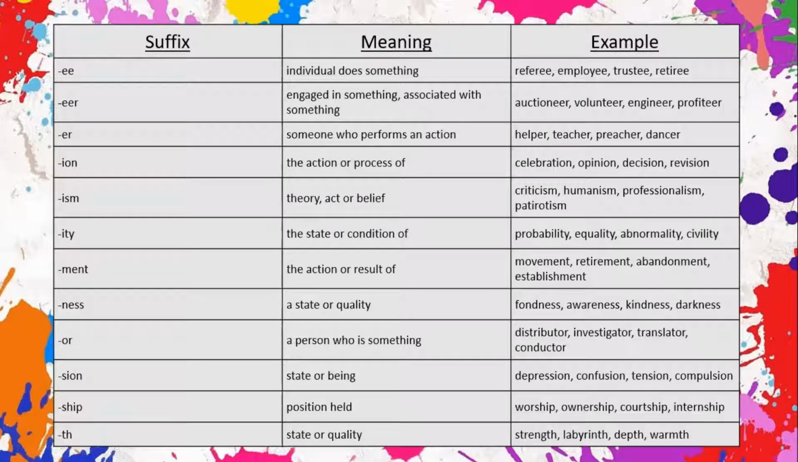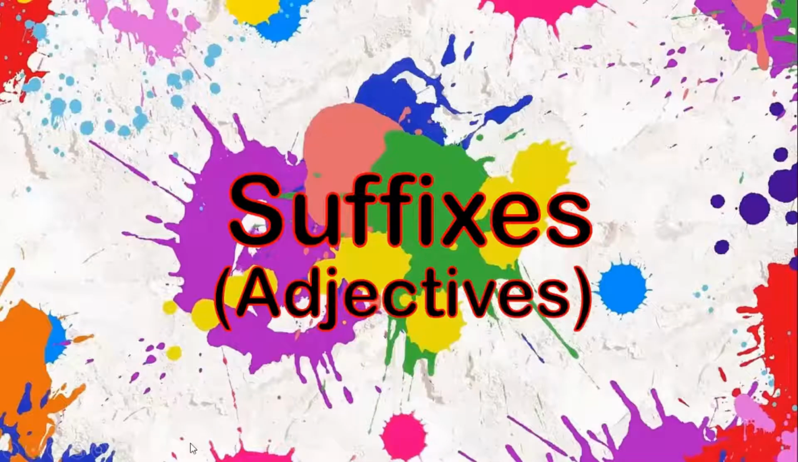Move, retire, abandon, establish, they are all verbs. But when we add the suffix MENT, we turn them into nouns, okay? Now we're going to look at suffixes that we use to turn our words into adjectives.